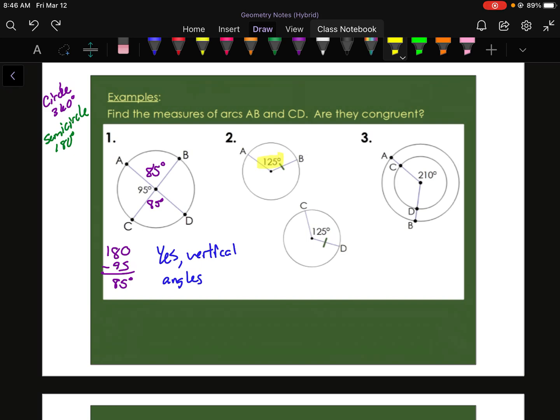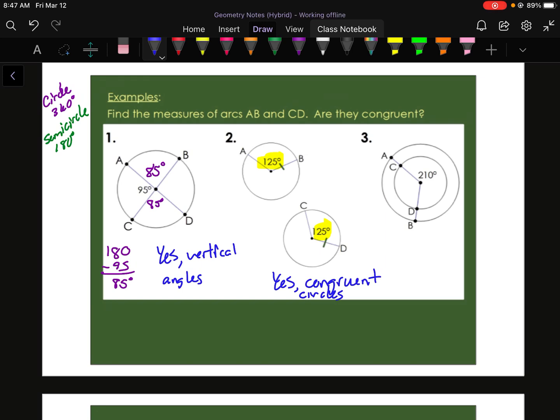And then you're looking at the arc measure. So AB is 125 there. CD is 125 there. So yes, these would be congruent because they are, I'll just write a little note here. Congruent circles, and then again, they have the same measure.